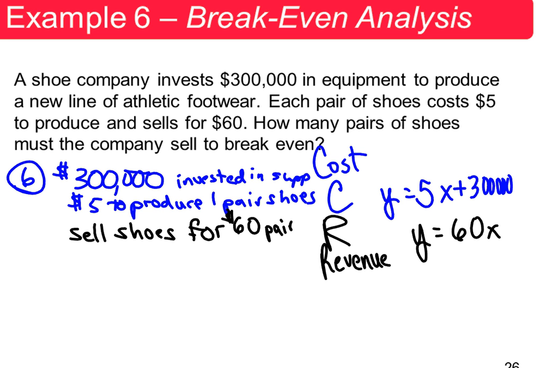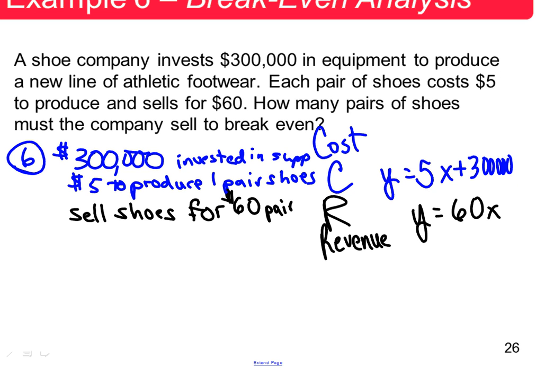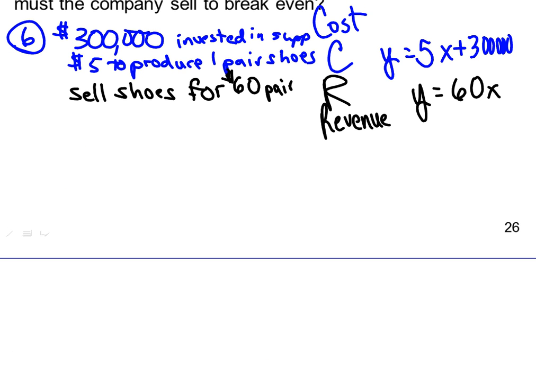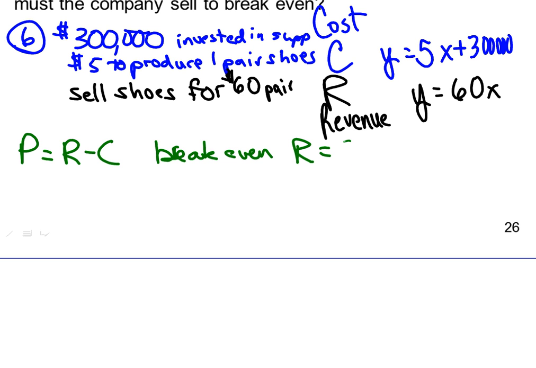And then we want our break even. How many pairs of shoes must the company sell to break even? And so that's just when revenue and costs are the same. And I'm just going to remind us that profit equals revenue minus costs. Just a little reminder to you of that. And then break even is when revenue is equal to costs.